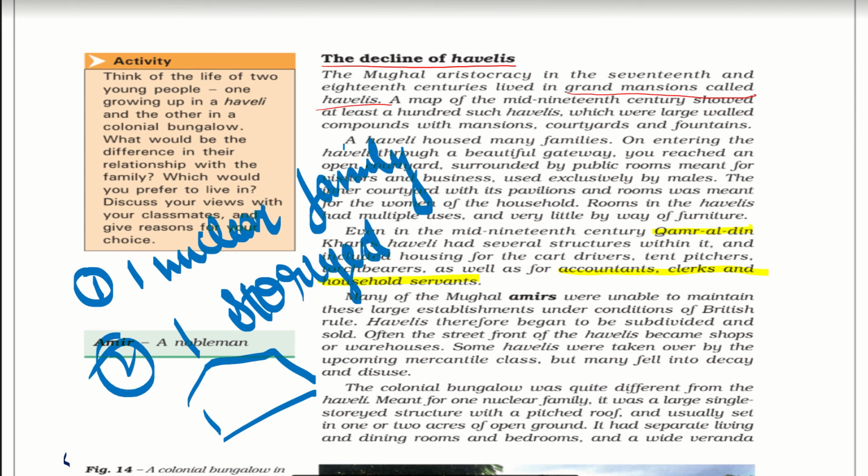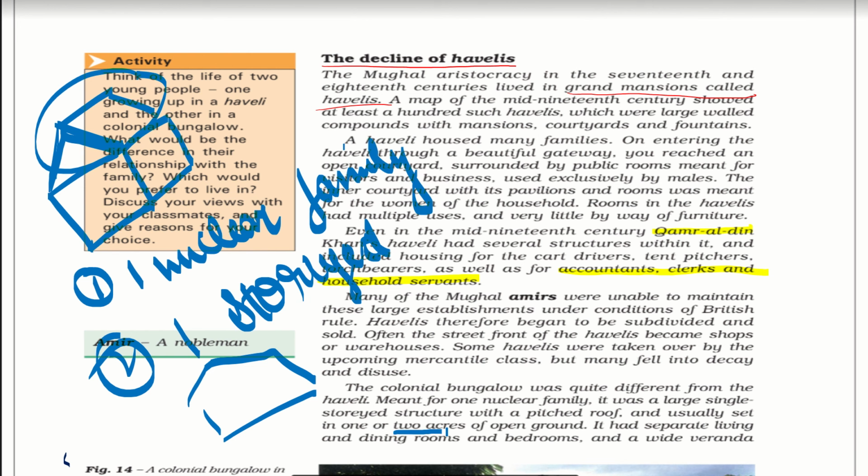It will always be one storied structure, the colonial bungalow, and they had a pitched roof. Havelis can have somewhat different roofs, but this kind of roof, where slopes are present, is known as a pitched roof. And these were mainly set up on 1 or 2 acres of land, upon open ground. It had separate living and dining rooms and bedrooms and a wide veranda.